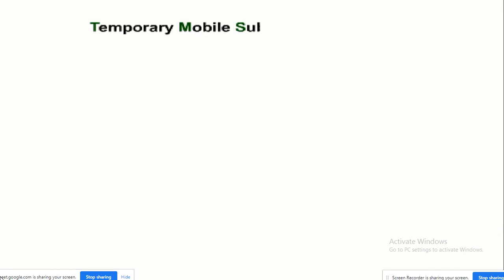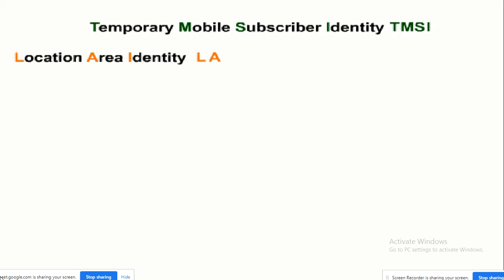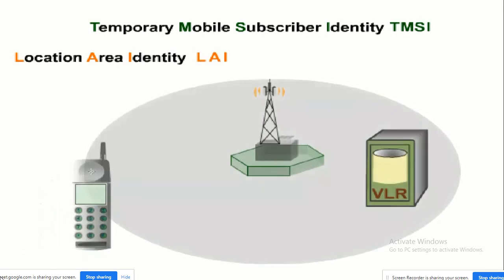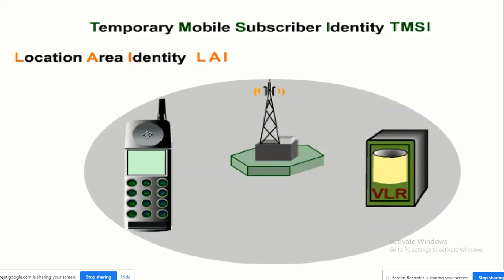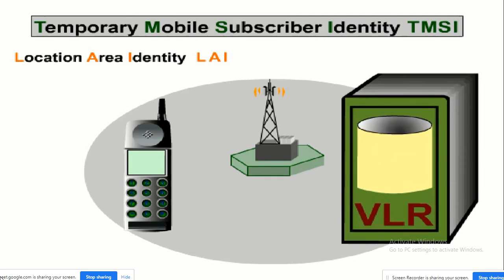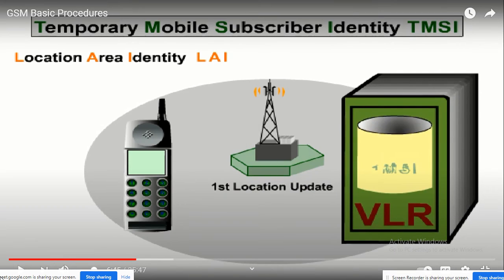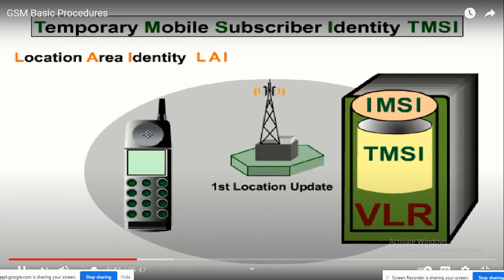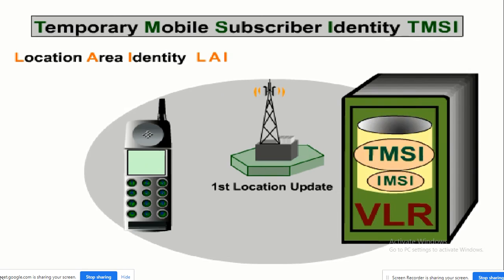The Temporary Mobile Subscriber Identity, TMSI, and the Location Area Identity, LAI, are required for the location update of a mobile station. The TMSI is generated in the VLR of the relevant network after the first location update. We don't have to do anything about that TMSI; it will be taken care of by the VLR, automatically generated, and then linked to the IMSI. From then on, the IMSI is no longer transmitted for data security reasons.